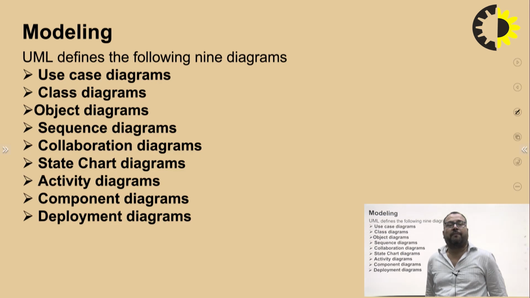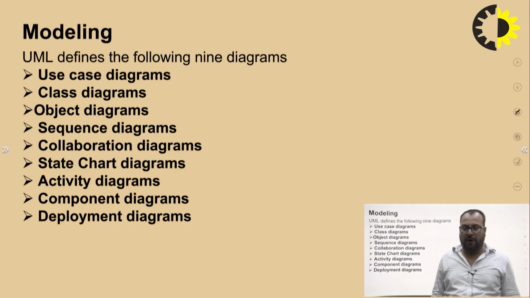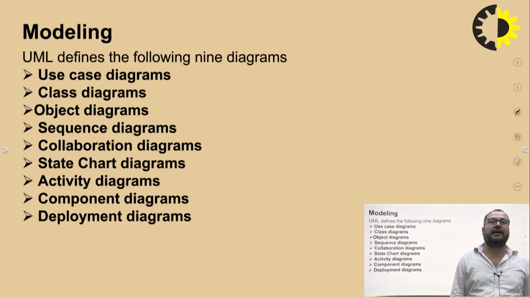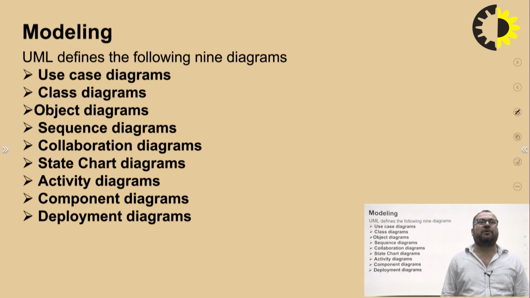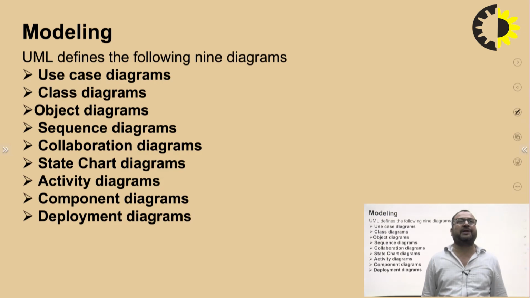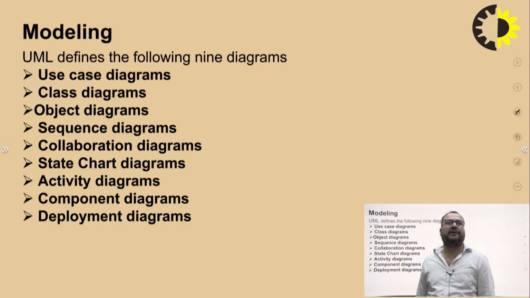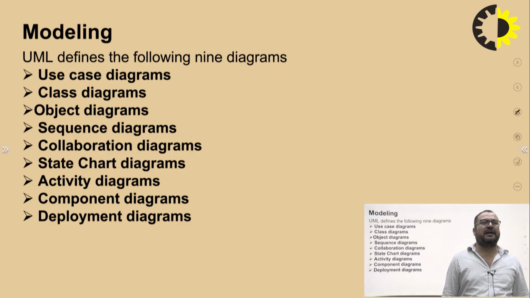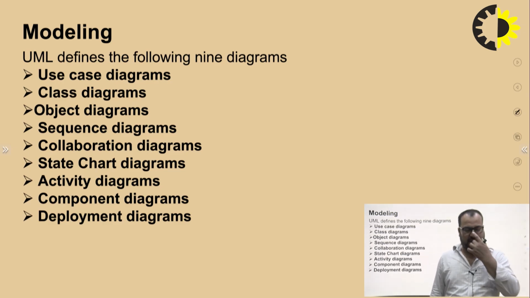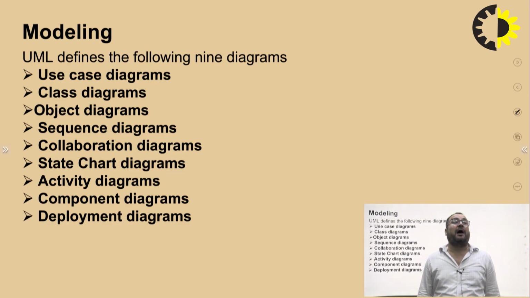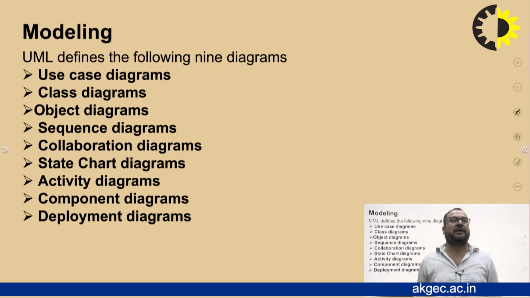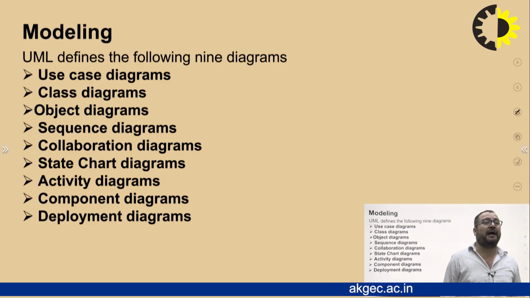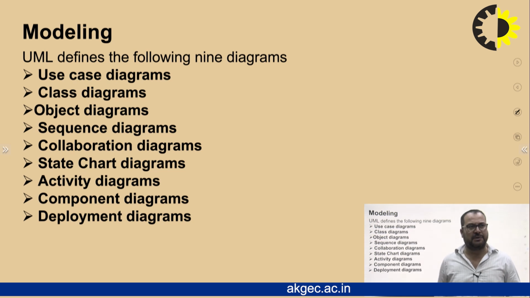To model before coding, we need various diagrams. We could have more diagrams and representations, but out of these 9 diagrams we generally model most software systems. These diagrams include the object diagram, class diagram, use case diagram, sequence diagram, collaboration diagram, state chart diagram, activity diagram, component diagram and deployment diagram.